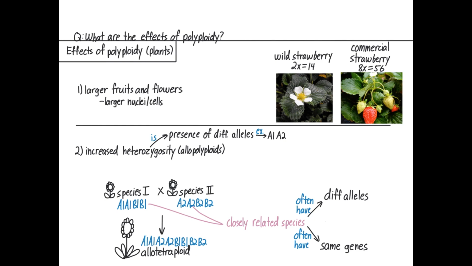So the allotetraploid has 4 alleles of each gene, and because alleles coming from different species will likely be different, many genes, like the A gene and the B gene here, are heterozygous. That is, they contain more than one type of allele. This allotetraploid has both the A1 and A2 alleles for gene A, and the B1 and B2 alleles for gene B. So again, allopolyploids like this one are more likely to be heterozygous at many genes because they're getting their alleles from two different species.